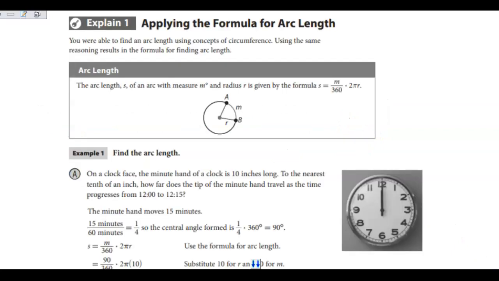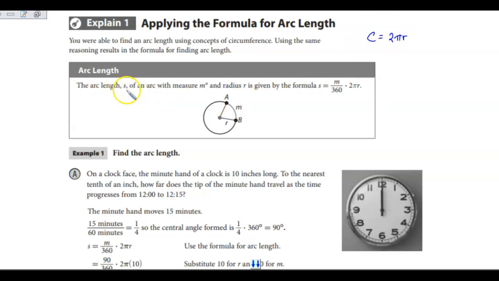All right, let's start learning how to find the length of the arcs. You're able to find an arc length using concepts of circumference. Using the same reasoning results in the formula for finding the arc length. And remember, circumference of a circle is 2 times pi times radius. And so as long as we have a radius, we know that we can find the circumference of a circle.